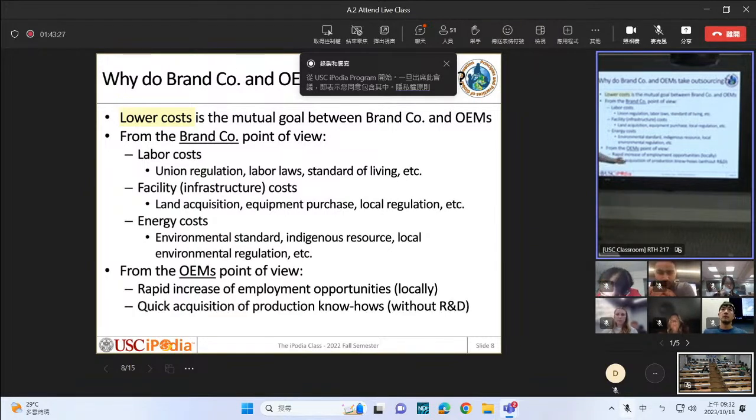You can have a quick acquisition of know-how, and this know-how is mostly in production, because the OEM company has to make sure you can produce the things according to their requirements, right? So if you don't know how to do it, they will have to teach you, make sure you know how to do that. This is particularly true in a lot of mass production, because mass production know-how is very hard. So they can get a lot of tech transfer. You don't have to have your own R&D. You can just get the know-how from your OEM, from your brand company.